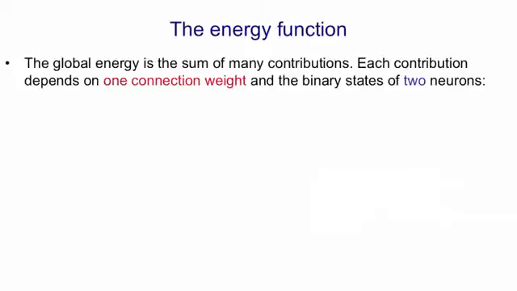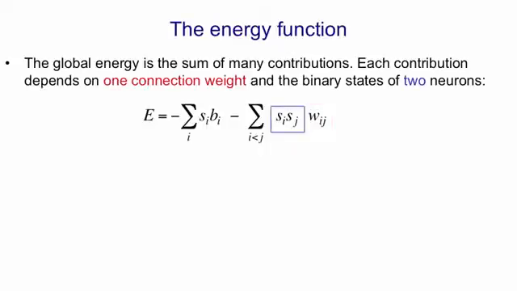The global energy of a configuration is the sum of a number of local contributions, and the main contributions have the form of the product of one connection weight with the binary states of two neurons. So the energy function looks like this. Energy is bad, so low energy is good, and that's what those minus signs are doing in there. If you look at the main term here, it has a weight, which is the symmetric connection strength between two neurons, and it has the activities of the two connected neurons.